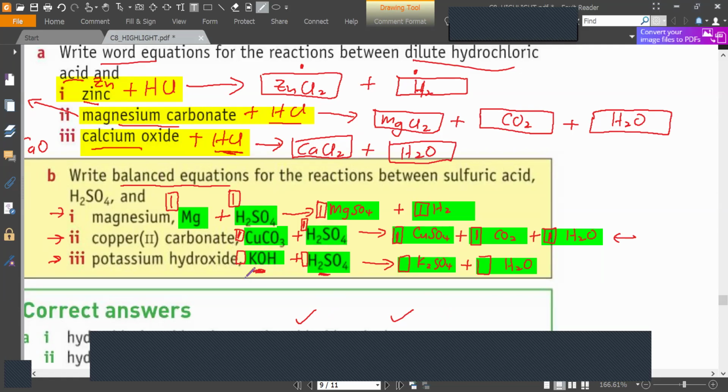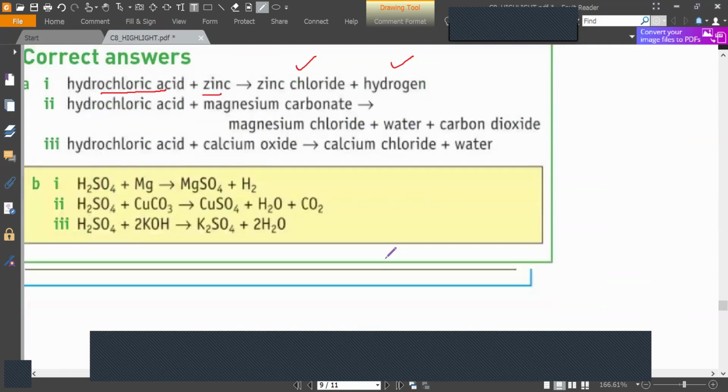2. Yes. And sulfuric acid? 1. Yes. Potassium sulfate, 1, and water? 2. Yes, excellent. That's good. So the answers here.